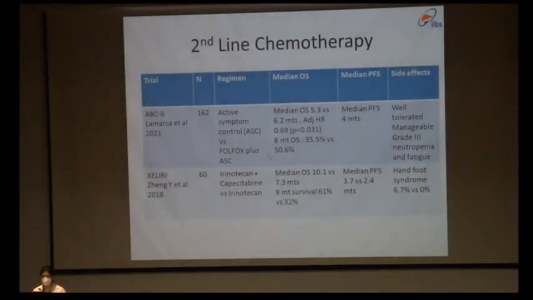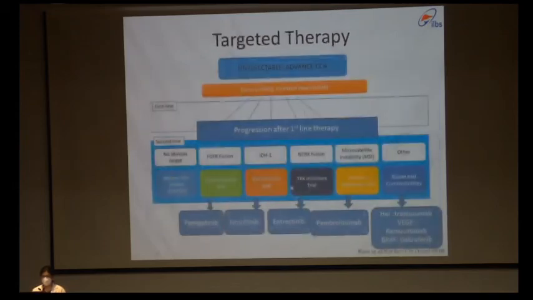Second-line chemotherapy mainly includes FOLFOX, irinotecan and capecitabine, and targeted therapy. This will be dealt with by Dr. Namita in subsequent lectures, so I'm not going into detail on this.